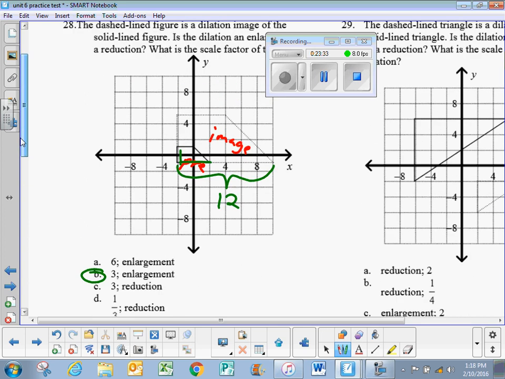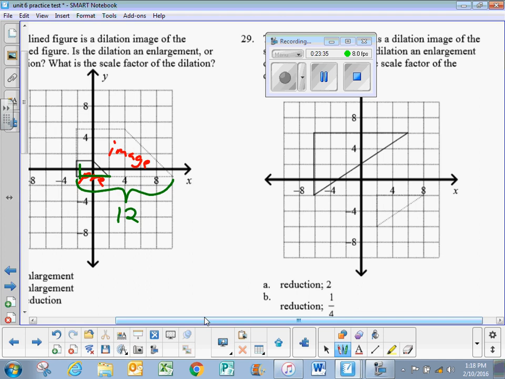Okay. Same here, but it's got smaller, right? If this is 2, 4, 6, 8, 10, 12 units, and this is 2, 4, 6, it was reduced in half.